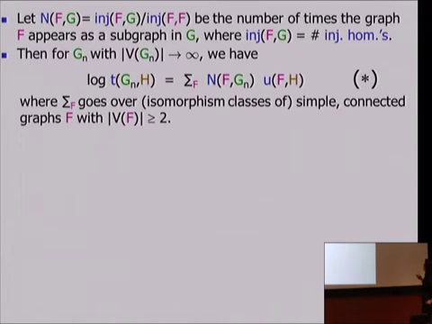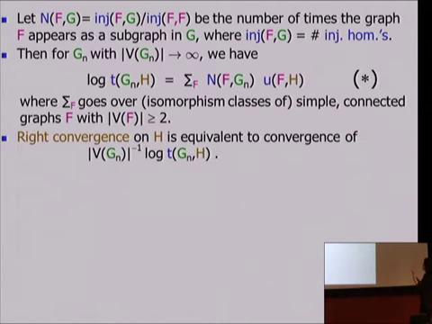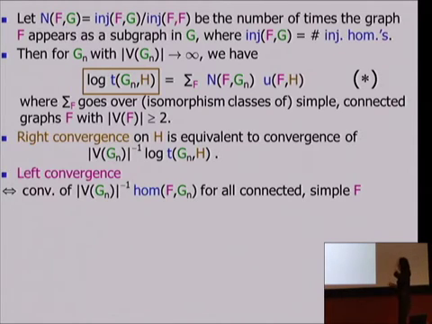Okay, so what is this? This is almost my free energy. If I divide by the volume of G, and take the limit as the size of G tends to infinity, this is my free energy. And what's going on this side? Well, as I just said, right convergence on H is equivalent to convergence of the free energy, which is this. So that's this guy up here. Now, how about left convergence? Well, by definition, left convergence is convergence of the subgraph density. Subgraph in what sense? The homomorphism density, for all connected simple F's.